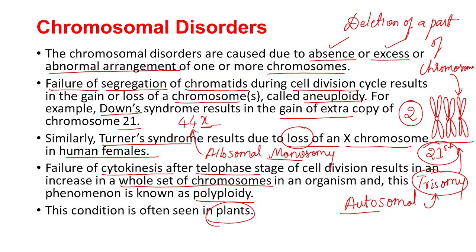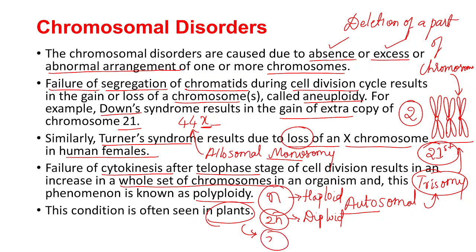But if a complete set of chromosomes is increased, then it will lead to an increase or decrease in the ploidy, that means the complete set of chromosomes. So what do you call it? N, as it is haploid. In haploid, one complete set of chromosomes will be there. If two sets of chromosomes are there, then it is called diploid. And if another set of chromosomes occurs along with this, it will lead to formation of 3N, which is called triploid. Like this, if many complete sets of chromosomes occur together, it is called polyploidy. Poly means many, ploidy means the complete set of chromosomes.